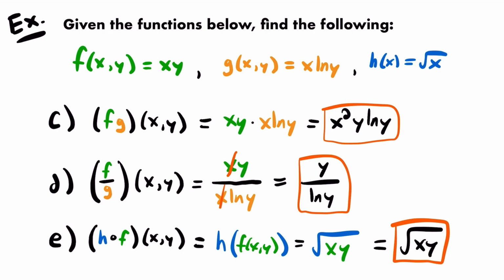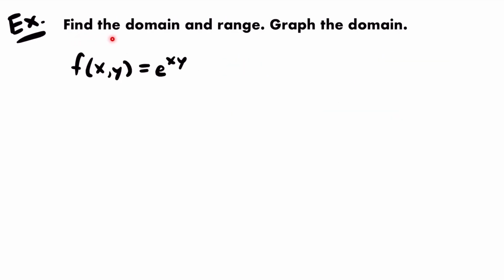Now what we're going to do for the rest of the examples is focus on determining the domain and range of a multivariable function, as well as actually graph the domain. So let's take a look. For this example, we want to find the domain and range, and then graph the domain. And we're given a multivariable function, f of xy is equal to e to the power of xy.